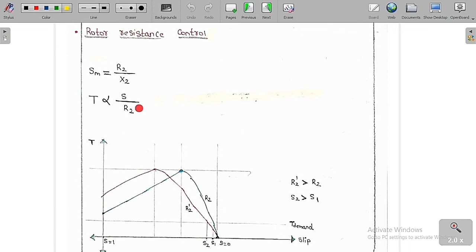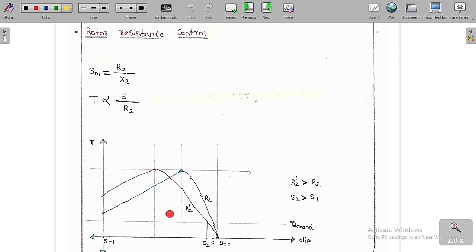And here I have already told one important point: in the stable region, the slip is very low. Therefore (S·X2)² is very much less than R2², so we neglect (S·X2)². Finally, torque is directly proportional to S·E2²/R2. Let me assume the supply voltage is constant, so we take V as a constant. Then torque is directly proportional to S/R2. This is in the stable region of operation.